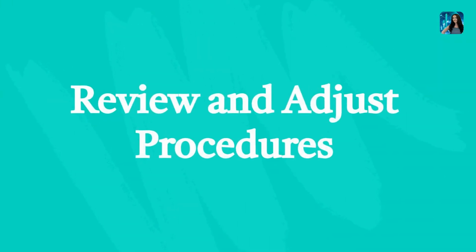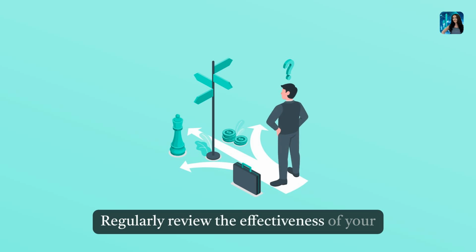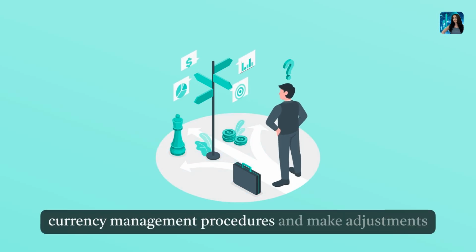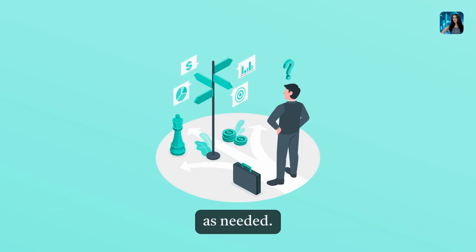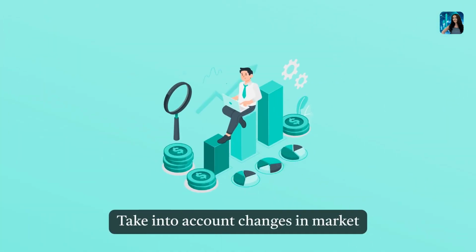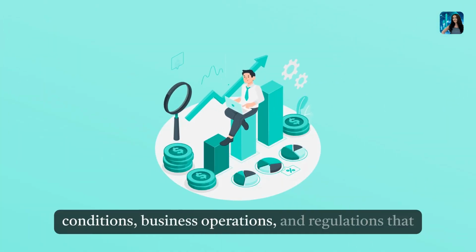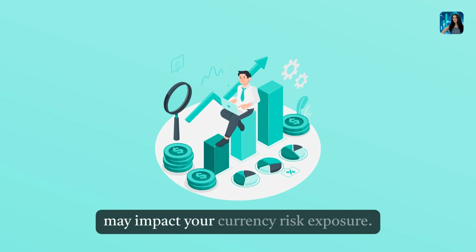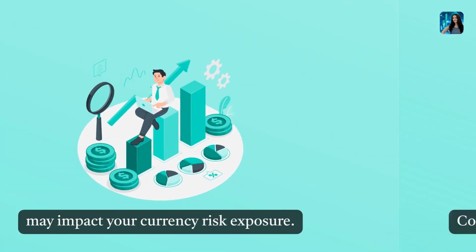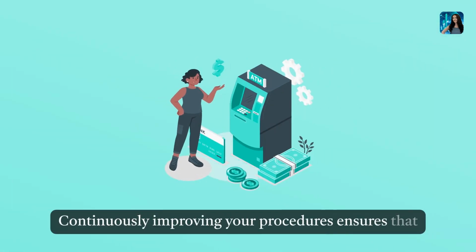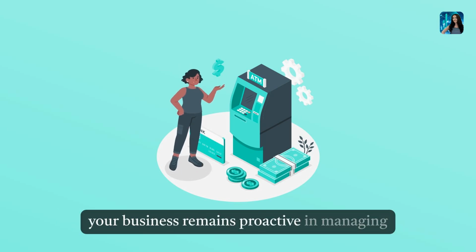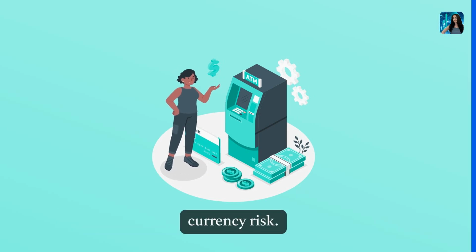Review and adjust procedures. Regularly review the effectiveness of your currency management procedures and make adjustments as needed. Take into account changes in market conditions, business operations, and regulations that may impact your currency risk exposure. Continuously improving your procedures ensures that your business remains proactive in managing currency risk.